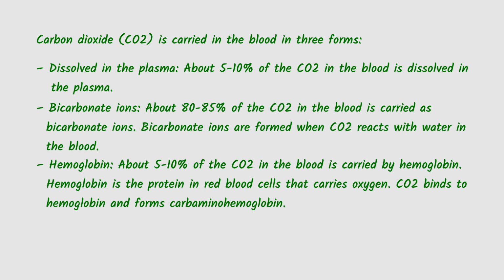Dissolved in the plasma, about 5 to 10% of the CO2 in the blood is dissolved in the plasma. Bicarbonate ions, about 80 to 85% of the CO2 in the blood is carried as bicarbonate ions. Bicarbonate ions are formed when CO2 reacts with water in the blood. Hemoglobin, about 5 to 10% of the CO2 in the blood is carried by hemoglobin. Hemoglobin is the protein in red blood cells that carries oxygen. CO2 binds to hemoglobin and forms carbaminohemoglobin.